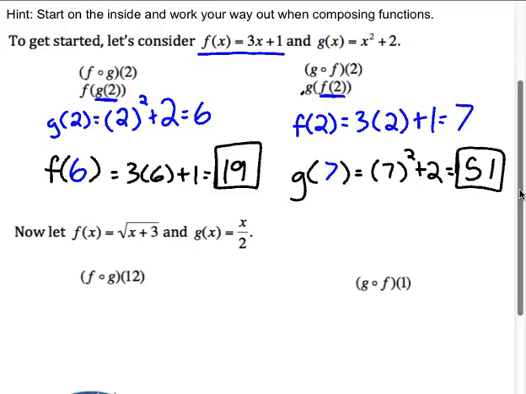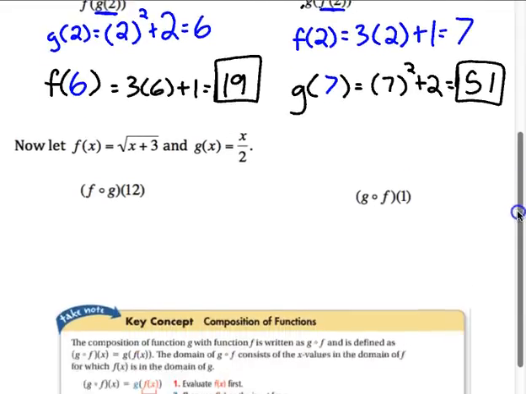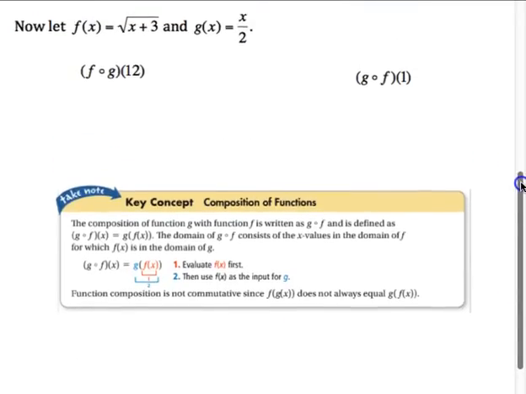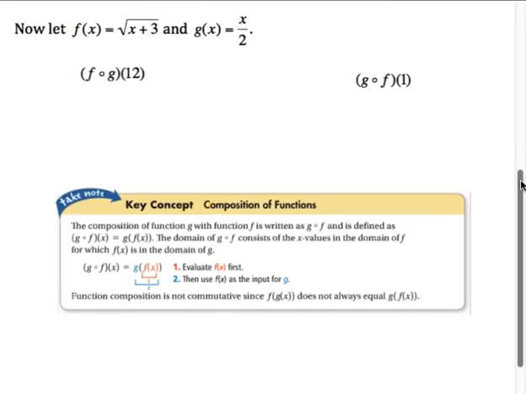So when I say start with the inner function, you can see just how important that actually is. Because notice it made a difference, right? f of g of 2 is very different than g of f of 2. Okay? But the idea always remains the same. You're putting a function inside of another function. So let's work with another example.